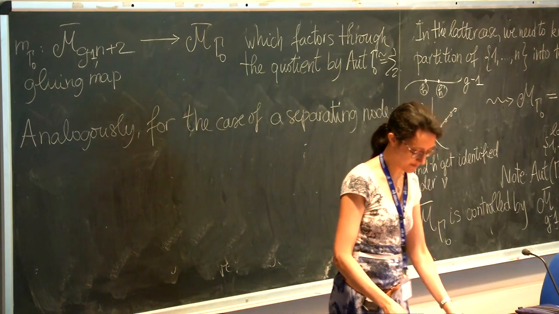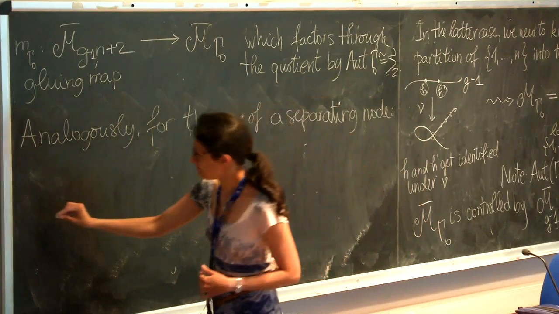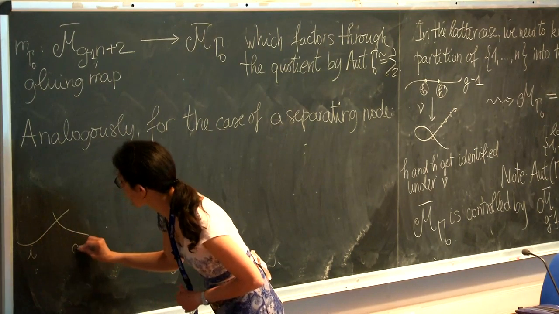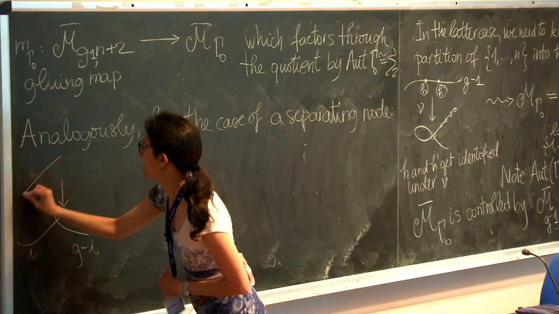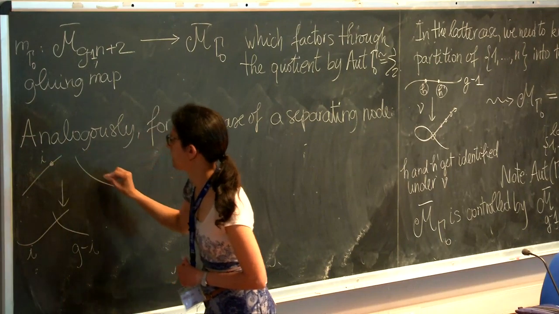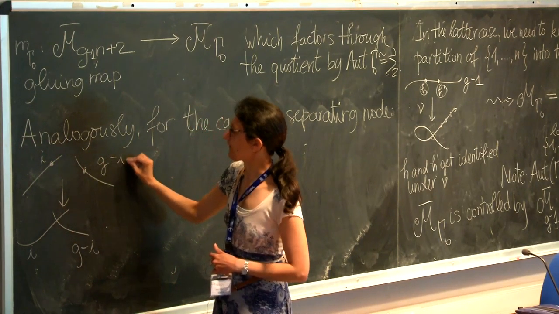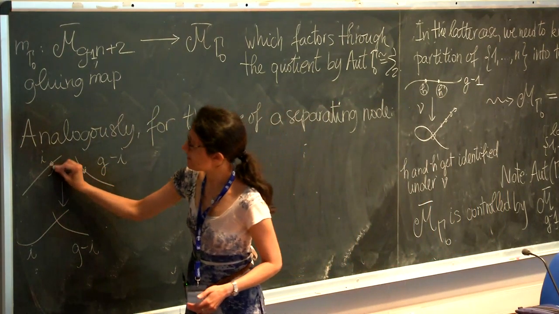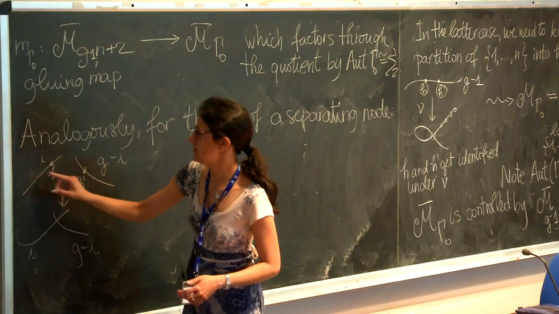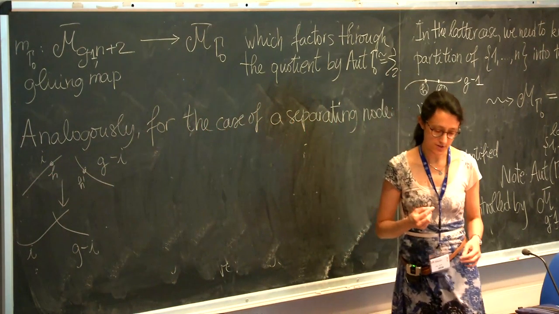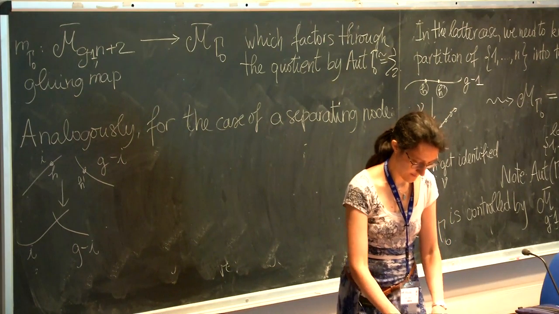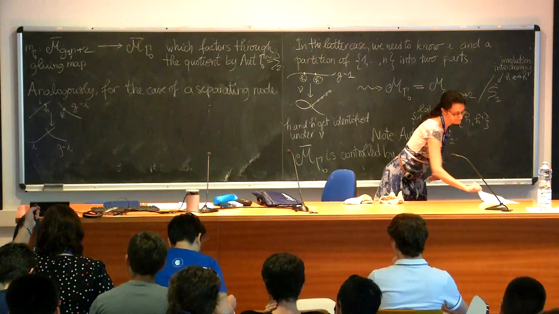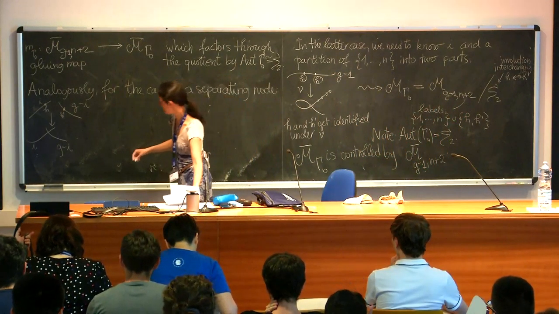And we can do something similar for the case of a separating node, and here we will need to glue together two curves, each of which has an additional marked point on it, corresponding to the two half edges that we have.